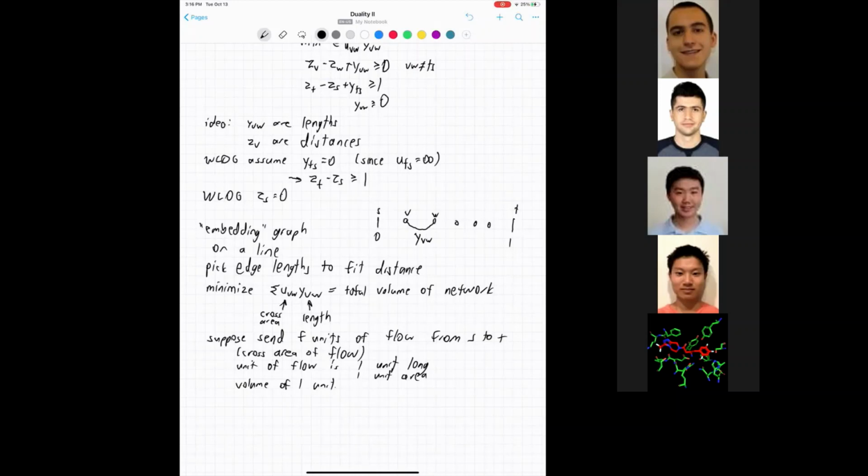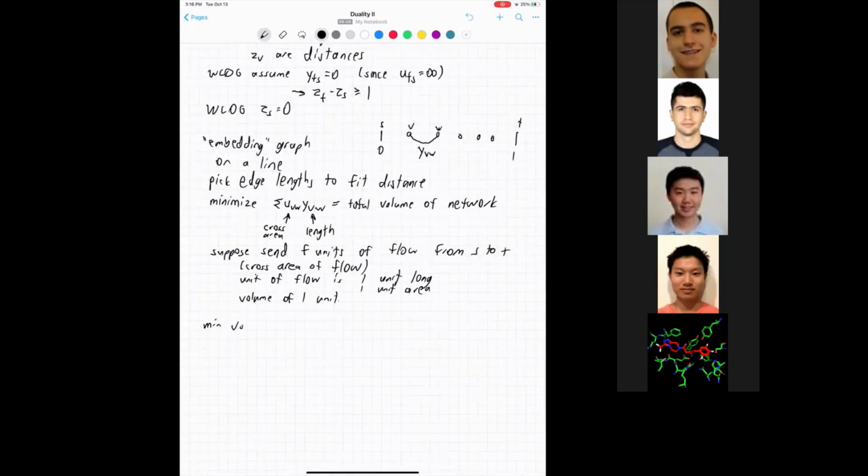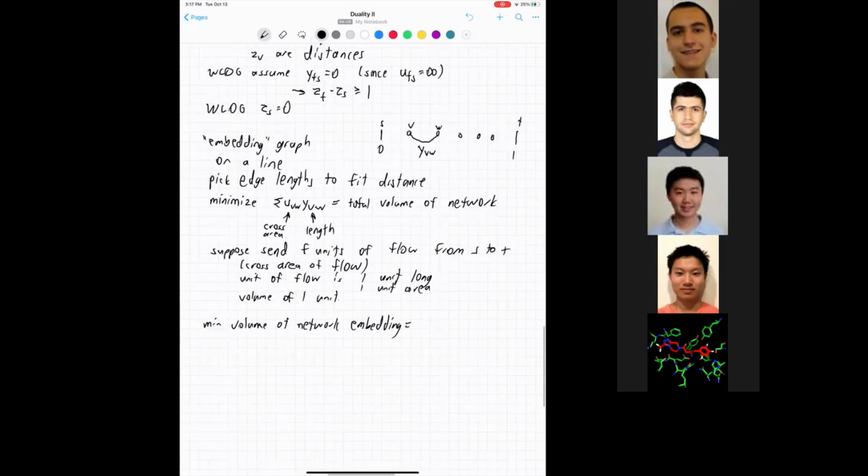So what we've shown is that the objective of this minimization problem, the minimum volume of this network embedding which separates S and T by at least 1 unit of distance, is equal to the value of the flow, which is the volume of the flow in the network. Which is just saying that the flow has to fit.